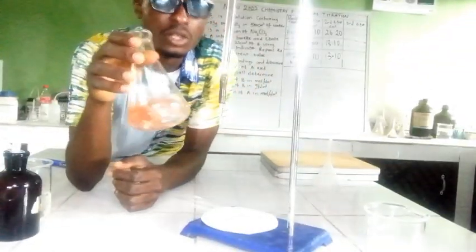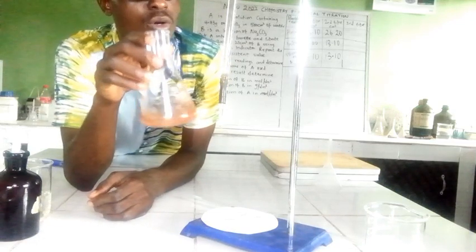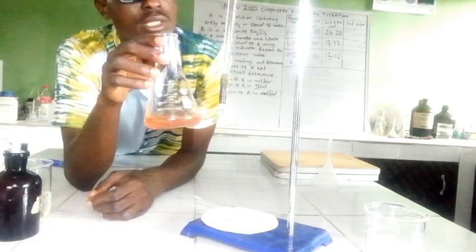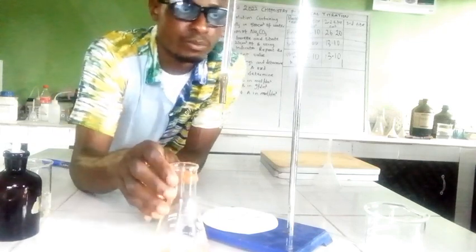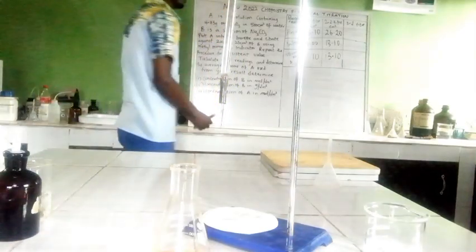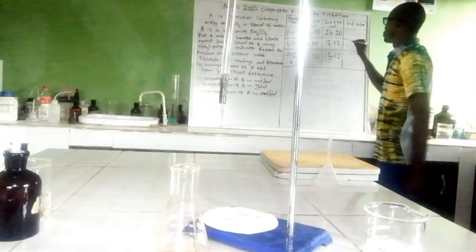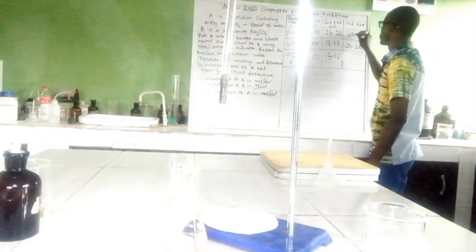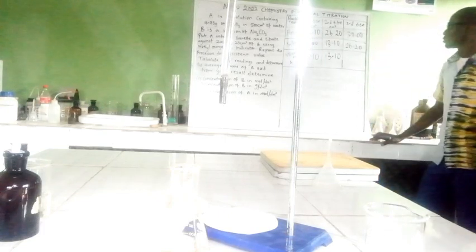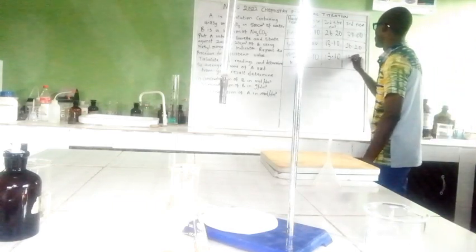Now, I think the color has changed, and we have 39.00. So now, initial reading here is going to be what? 26.20. So then I have 39.00. So by the time we subtract this, what are we going to have? We're going to have 13.2. 13.2 straight away. 13.20. So that is the end of the pre-titration.